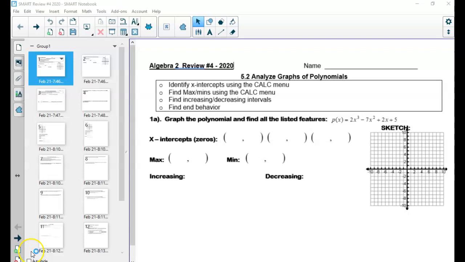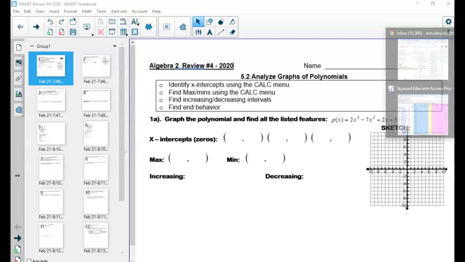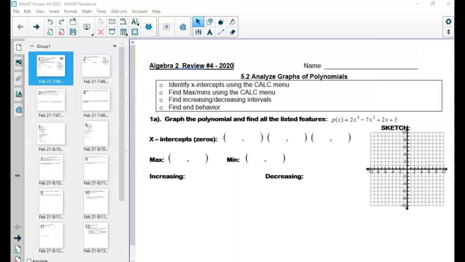Welcome back. So this is the review for summative number 4, and there's quite a few sections on here that were on the last summative, so make sure you're getting better scores on those. The first section is a repeater section, so we're going to be using our graphing calculator to find zeros, max, min, and then increasing and decreasing intervals.